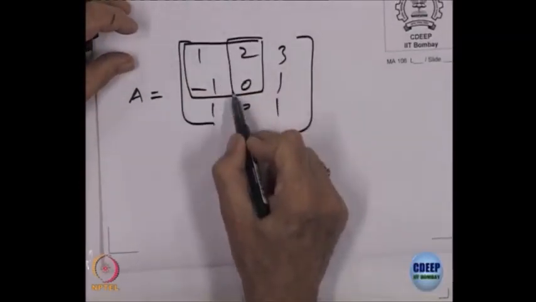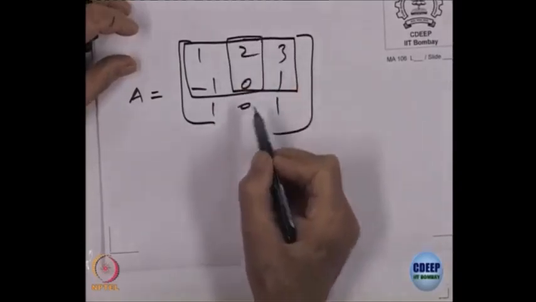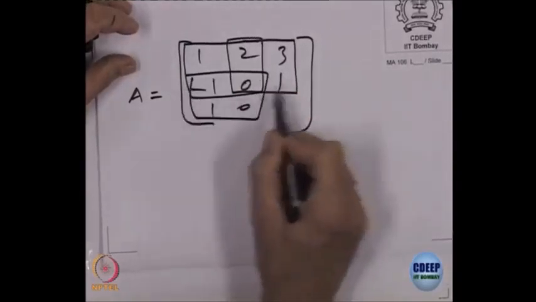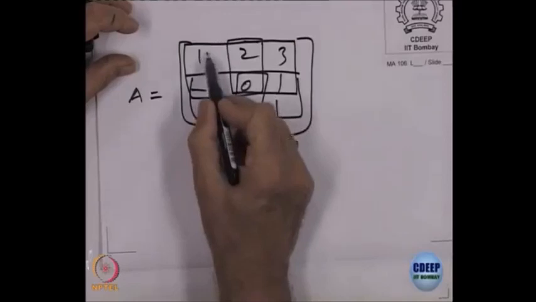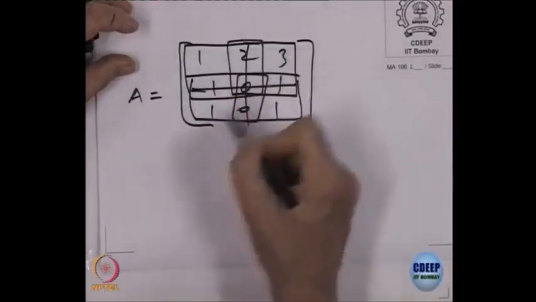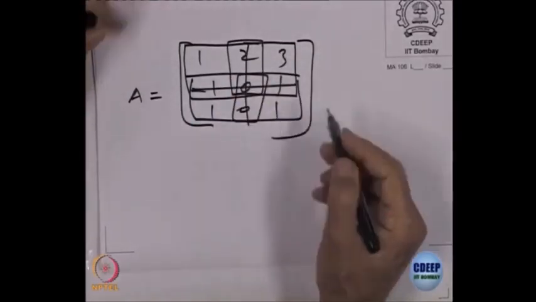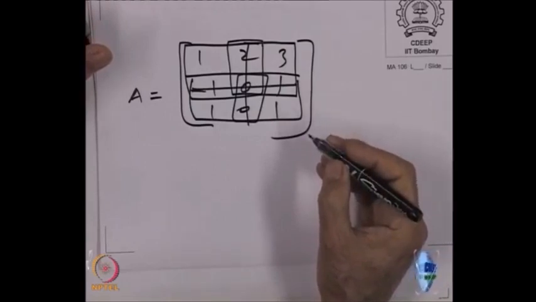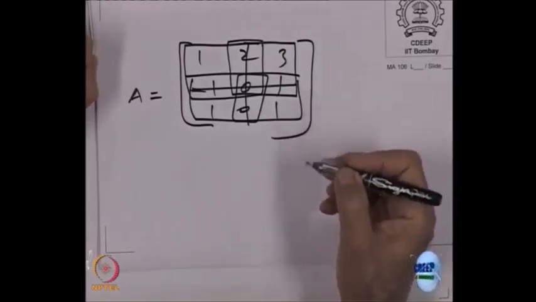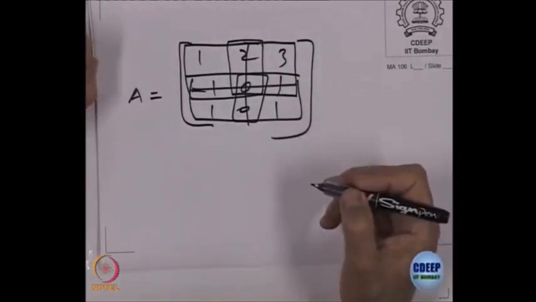You can have this 2 by 2. You can have this 2 by 2. You can have this 2 by 2, or you can have, forget about this, another 2 by 2. Lot of 2 by 2 sub matrices are possible. Check the determinant of each one of them.